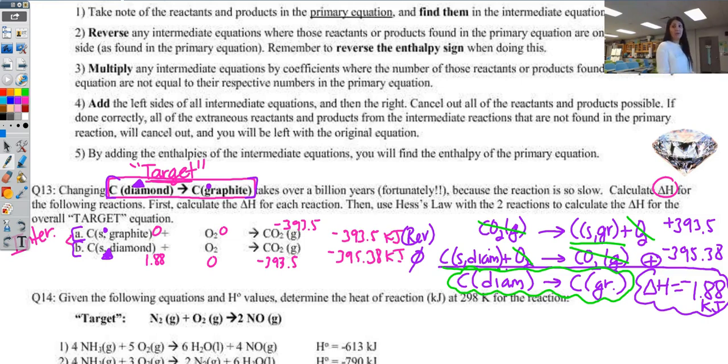What was I left with after I manipulated them? That carbon diamond yields carbon graphite, which is exactly what I wanted for the target. And when I added up those numbers, I got a negative 1.88 kilojoules, telling me that that was the amount of heat that was released. Now, I want to make sure that you understand it doesn't actually tell you anything about time. It just gives you what the energy change is.